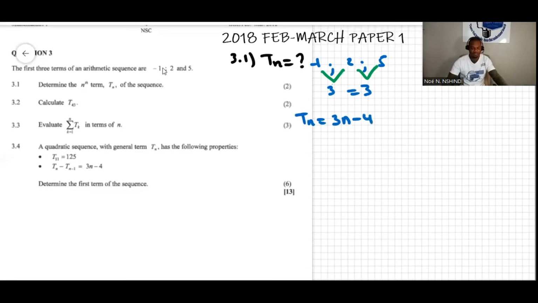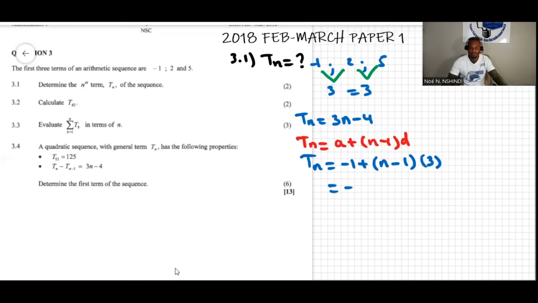Or else someone can write, okay, Tn is given by a plus n minus 1 times d. We can start substituting the values. Tn will be then a, the first term, which is -1, plus n minus 1 times d. D is 3. If we expand this, that will be -1 plus 3n minus 3. And then that will make Tn equal to 3n minus 4.